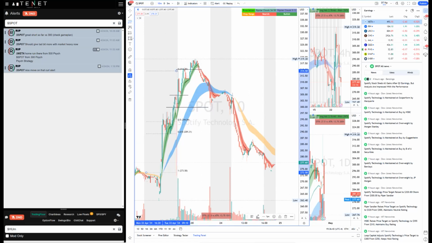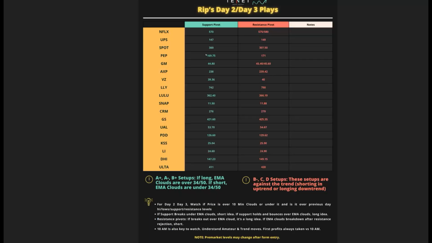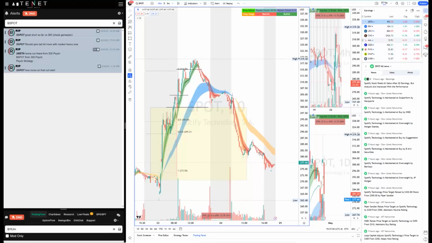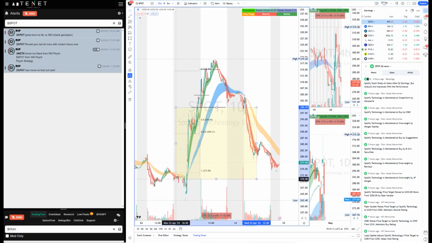Even that one, it completely filled that pending gap as well. So you need to be patient for such trades. So look what I'm saying. I'm saying SPOT is a great short versus 300, right? So let's go back. Our levels were 300, 307.50, and you just hold it for the gap fill. We didn't really fill the full gap fill, but there was still a decent gap fill.